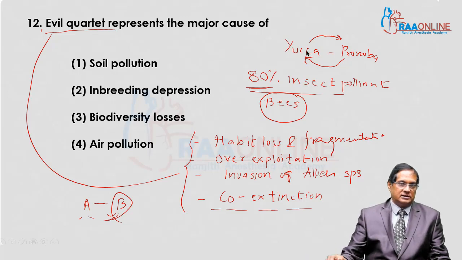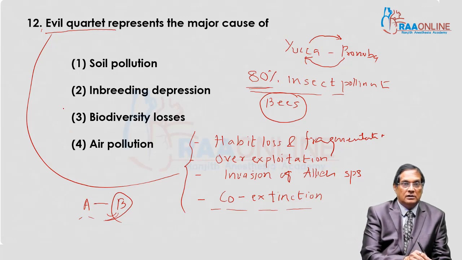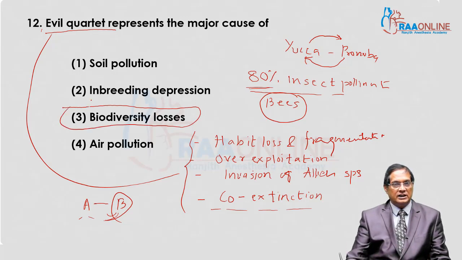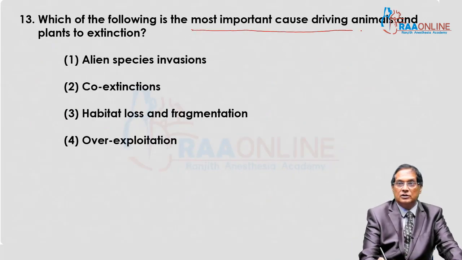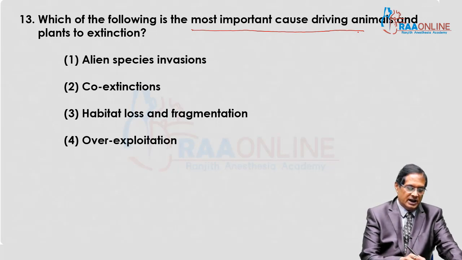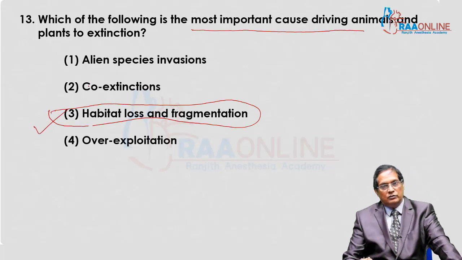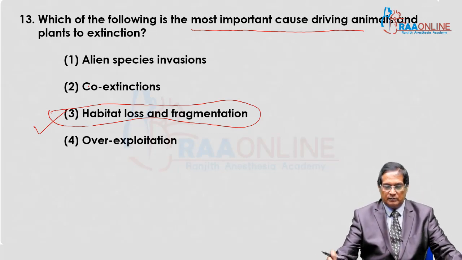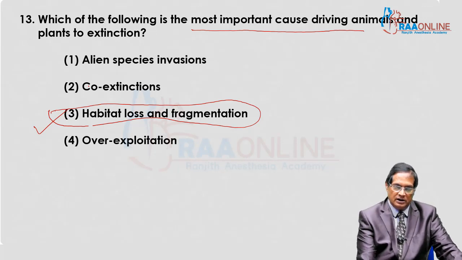So in this context, the evil quartet represents the major causes. In that case, the best answer is concerned with biodiversity loss. And which of the following is the most important cause? That is habitat loss. Out of 4, the major one is loss of habitat, which is already mentioned. That is the Pacific Island example, one of them.